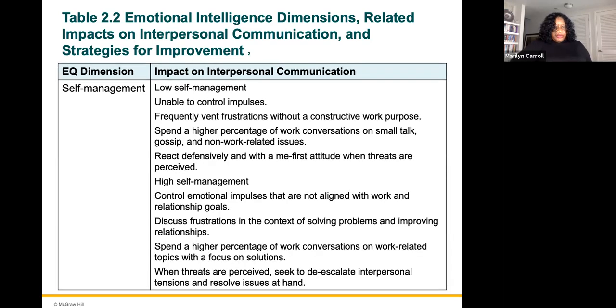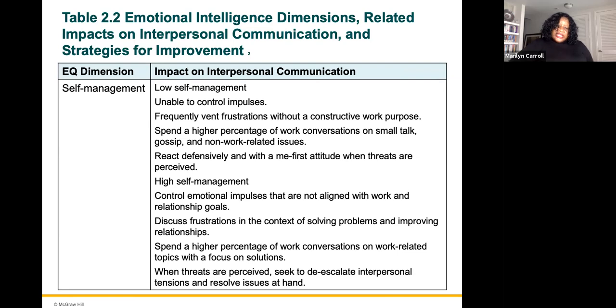Now, self-management. Low self-management: unable to control impulses, frequently vent frustrations without constructive work purposes, spend a higher percentage of work conversations on small talk, gossip, and non-work related issues, react defensively with a me first attitude when threats are perceived.